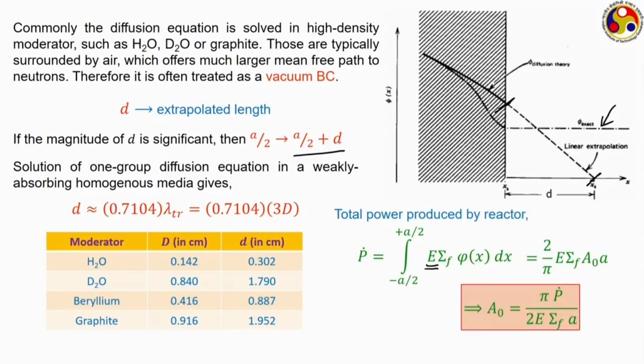So, if we proceed further, we can get A naught equal to pi P naught by 2 E sigma F a. Here again I repeat, sigma F is the fission cross section, P naught is the power produced by the reactor, and E is the energy emitted by every fission reaction, which is typically of the order of 200 MeV. So, putting this back in the previous expression, we can get the neutron flux distribution in this infinite slab reactor. But actually the infinite slab is very much an idealization, because practical reactors can't have infinite stretch, rather they have only finite size.